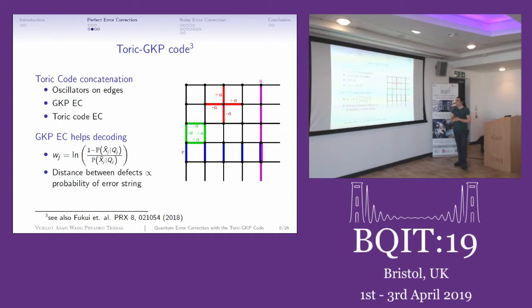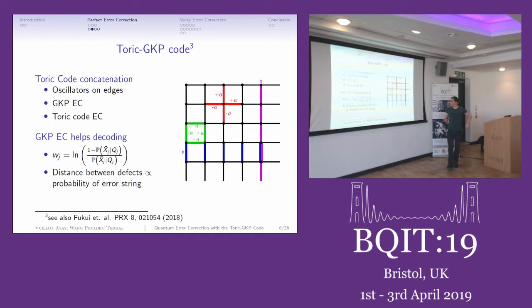And the thing which is different for this scheme, compared with just doing Toric code starting directly from qubits, is that when I do my GKP error correction on, let's say, the bottom level, I get this information about how confident I am that this qubit had an error or not. And basically, I can use this information to make a better decoding at the level of the Toric code.